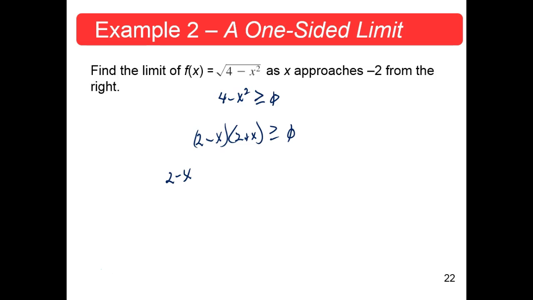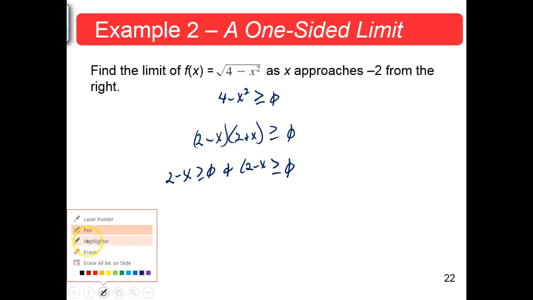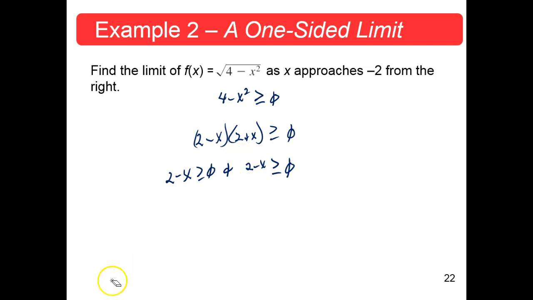Anybody? Positive, okay? 2 minus x greater than or equal to 0, and, that's not an or, and 2 plus x greater than or equal to 0, okay? I don't need the parentheses. But now, I'm going to put an or: 2 minus x less than or equal to 0, and 2 plus x less than or equal to 0. This is the plus here. What are y'all doing? You're letting me get away with that? Okay. Less than or equal to 0.